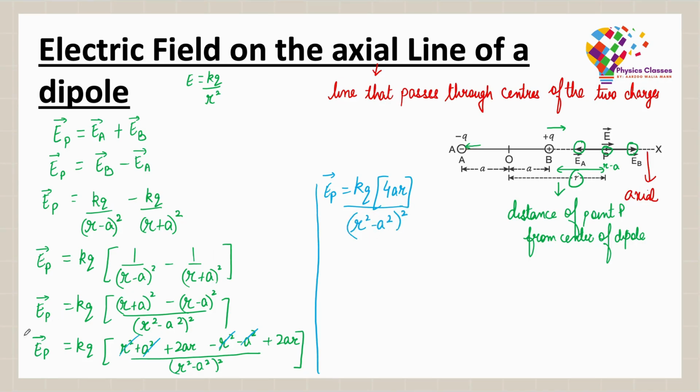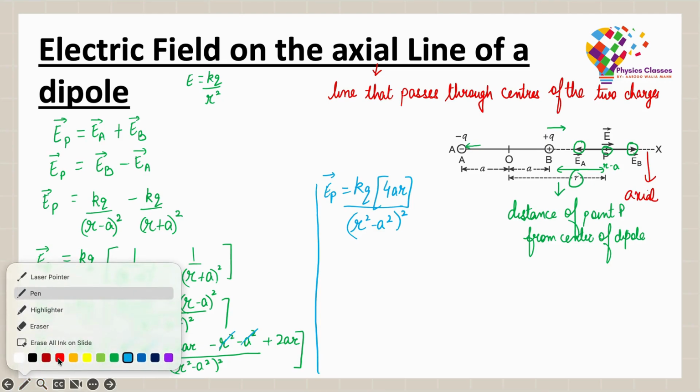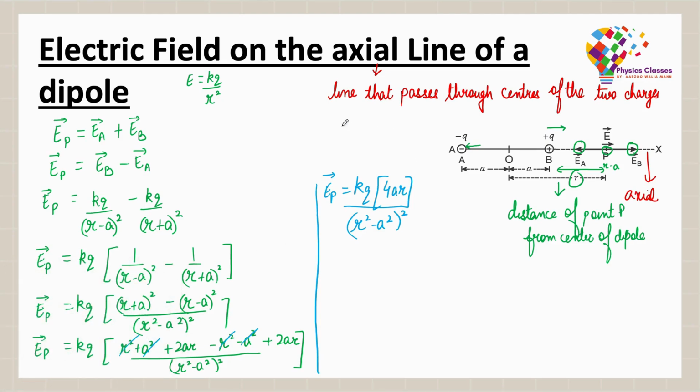Now from the definition of dipole moment, we know that P, the dipole moment, would be equal to 2AQ. So over here, this 4 can be split up as 2 into 2, and I have A and Q. So I can write this electric field in terms of the dipole moment, and it would become 2 times KPR upon R square minus A square whole square. So this is the electric field at point P, that is on the axial line of a dipole.